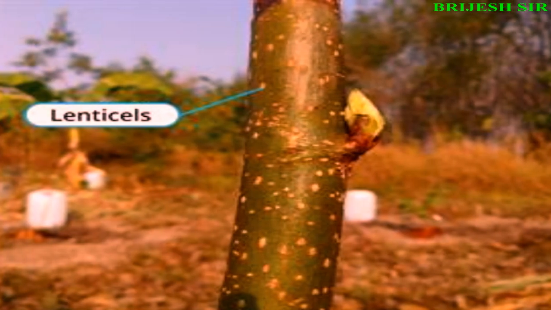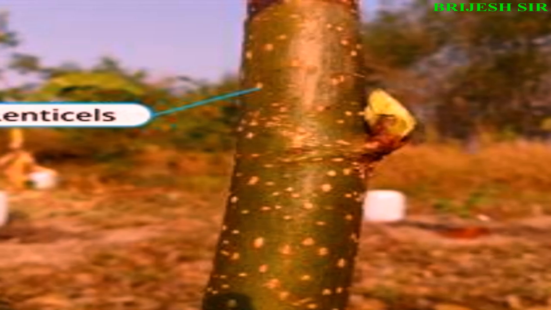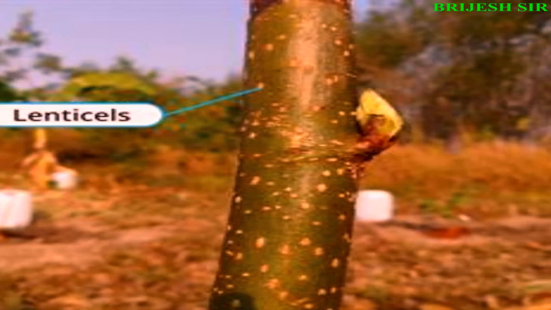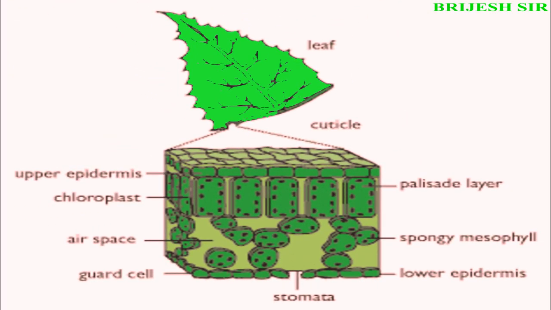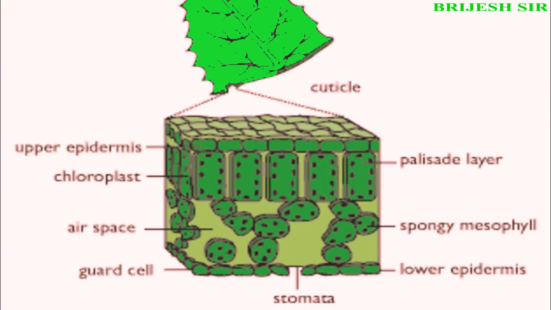Lenticular transpiration: water vapors lost through small openings called lenticels on the bark of the stem. Second, cuticular transpiration: water vapors escape through the waxy cuticle that covers leaves and aerial parts. The amount depends on how thick this cuticle is.